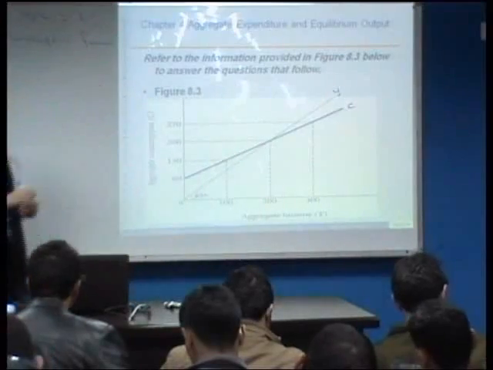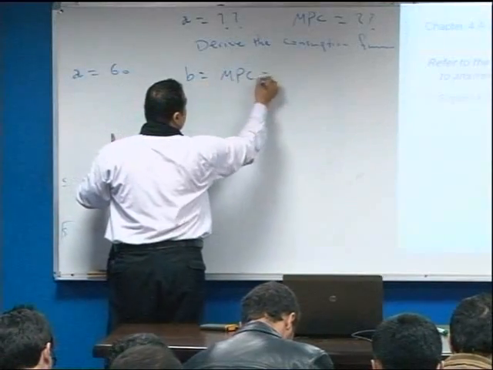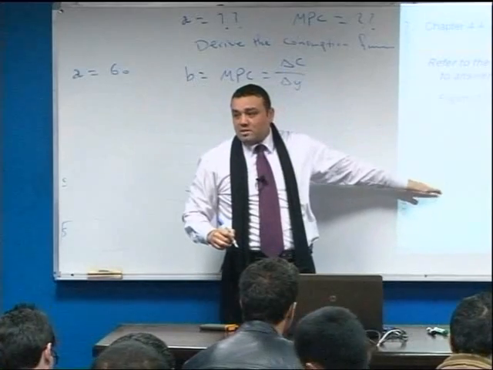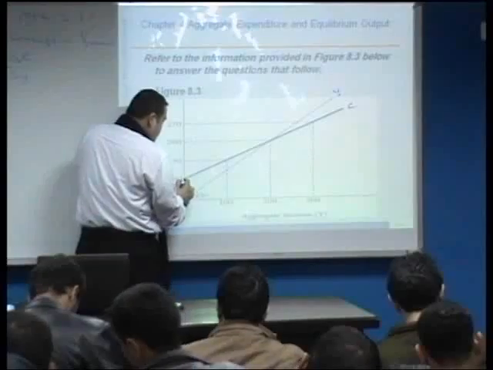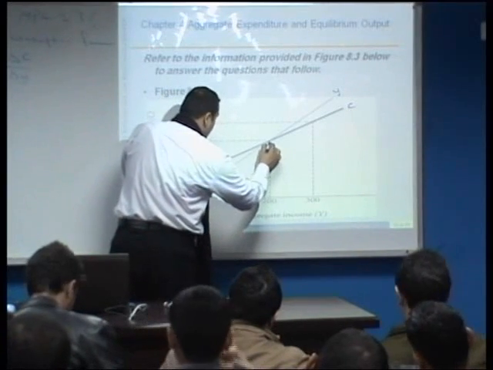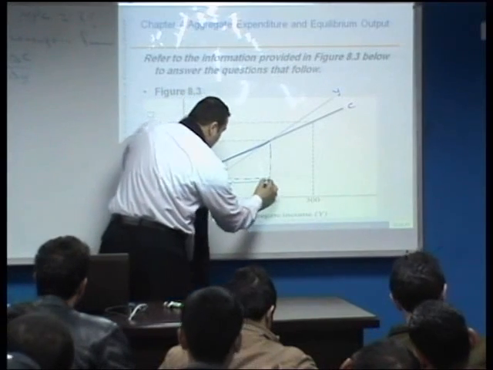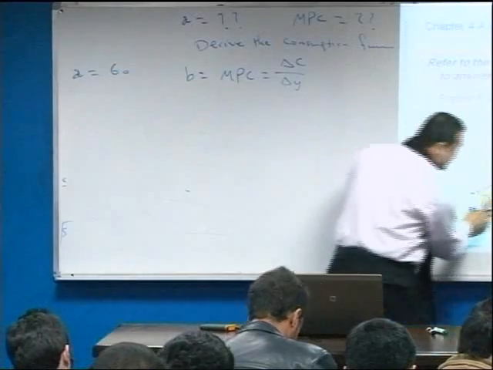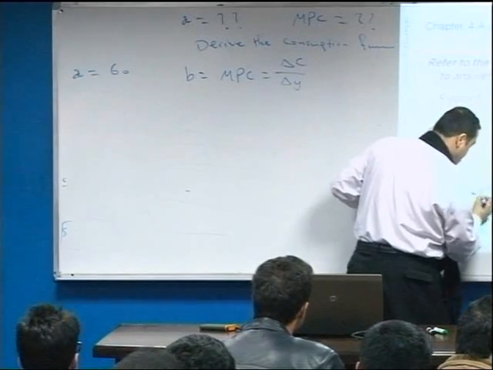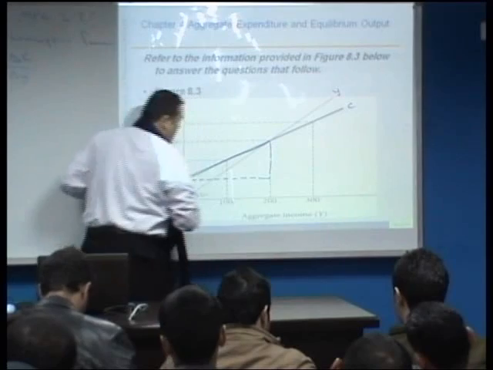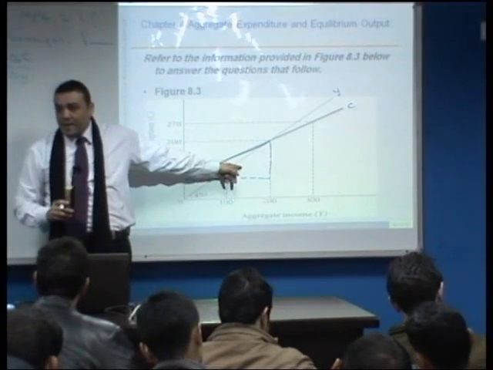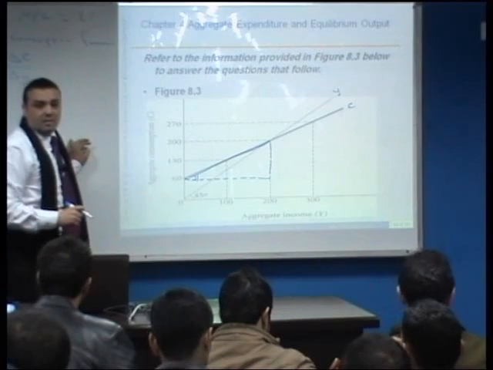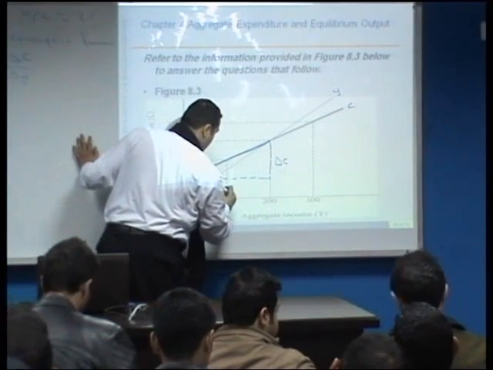As we mentioned, the MPC, B, is the marginal propensity to consume, which equals delta C over delta Y. To calculate the MPC easily, we have to draw a triangle here. See, we start from here, from the 60, and make a triangle to calculate the slope of this. So here we have the blue triangle. We have to calculate the slope of the consumption function, which is delta C over delta Y.